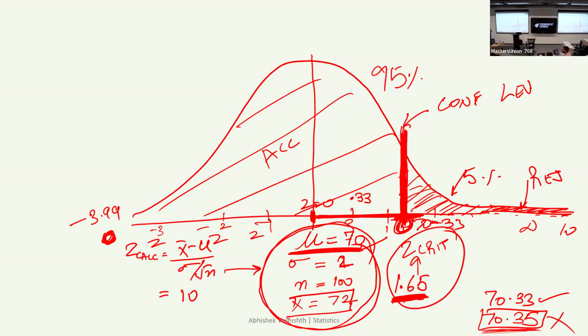If it's below 70.33 more than 5% of the time, वापस बताता हूं. If it's below 70.33 more than 5% of the time, the claim is valid. No. Then their claim is not valid. My confidence level is telling how many times it will be rejected, how many times it will be beyond that.